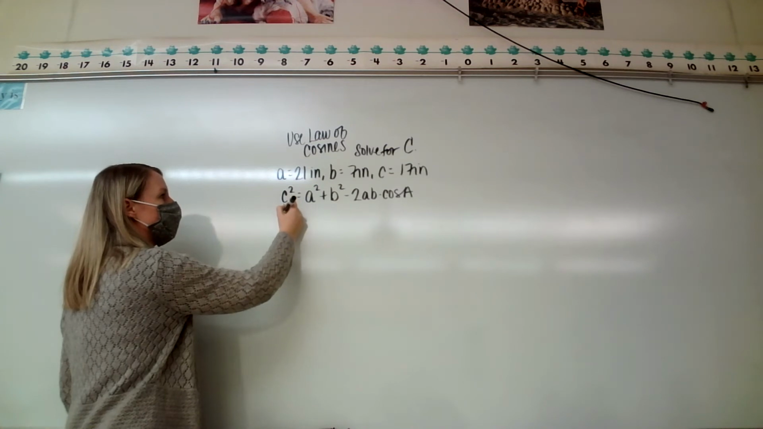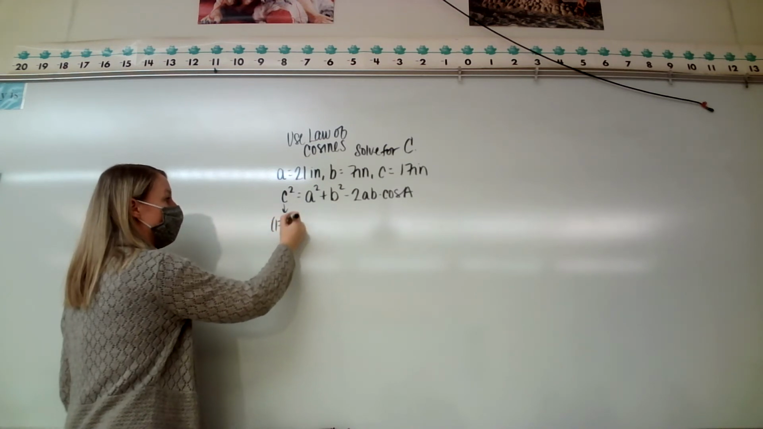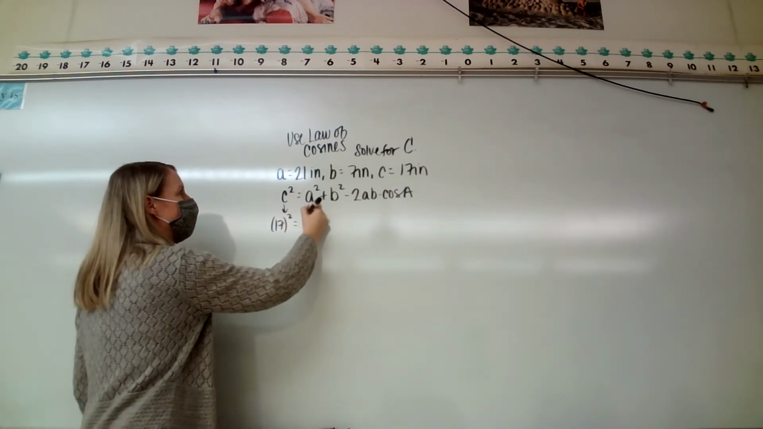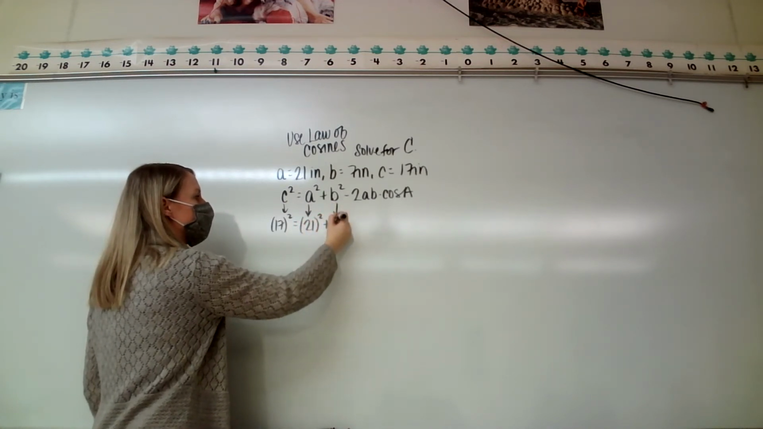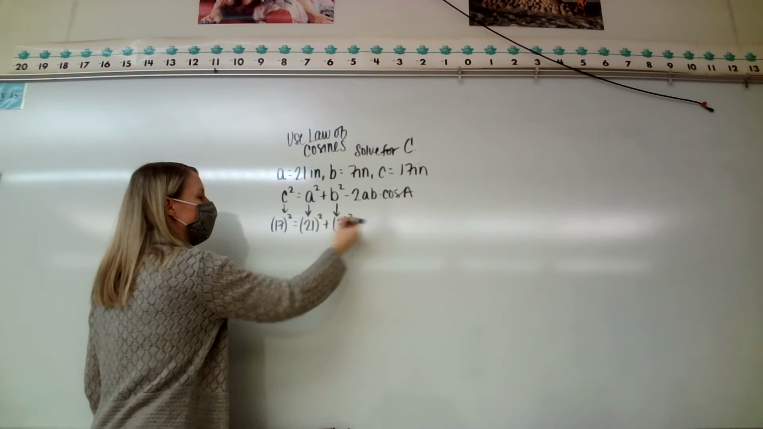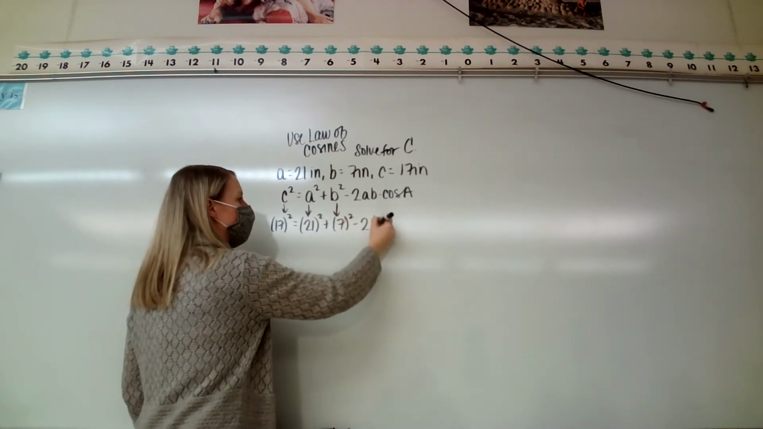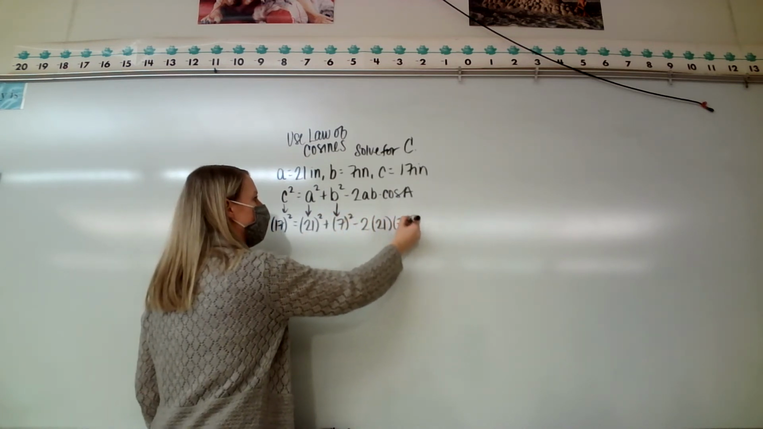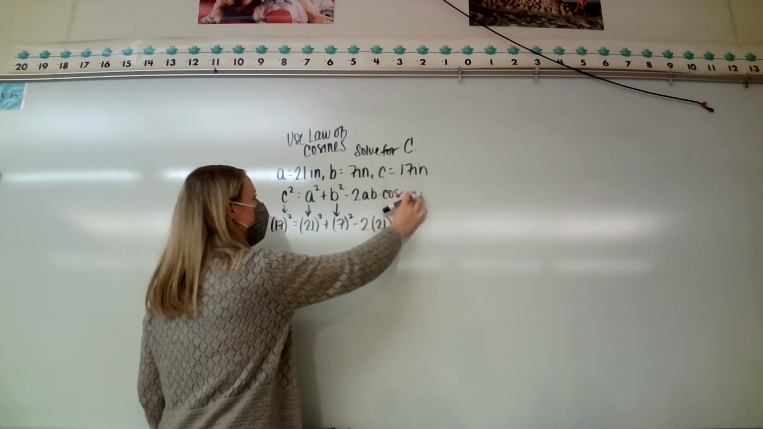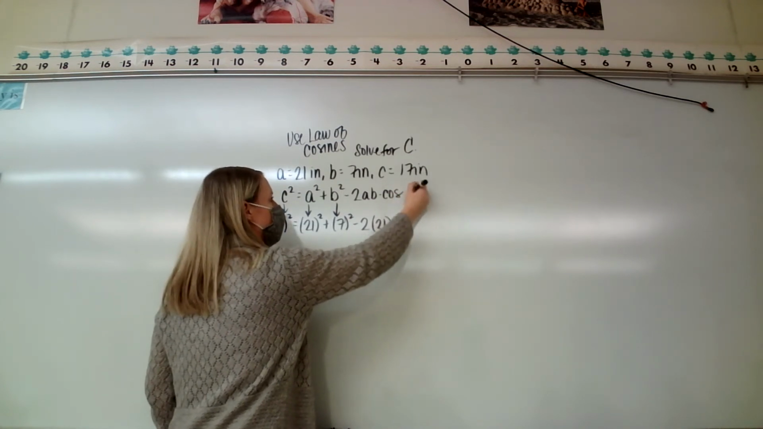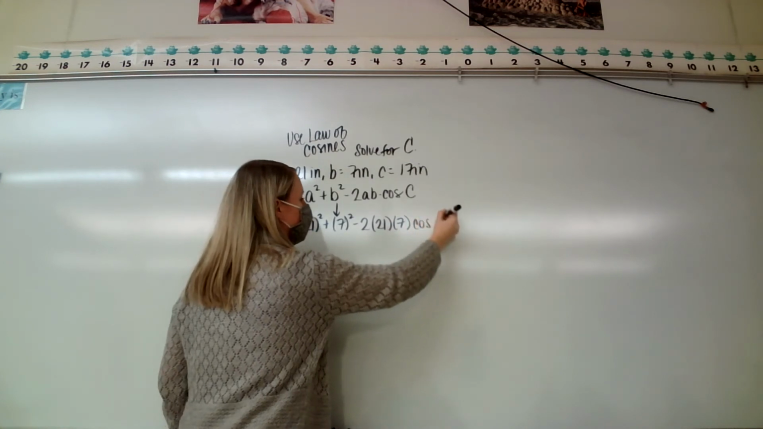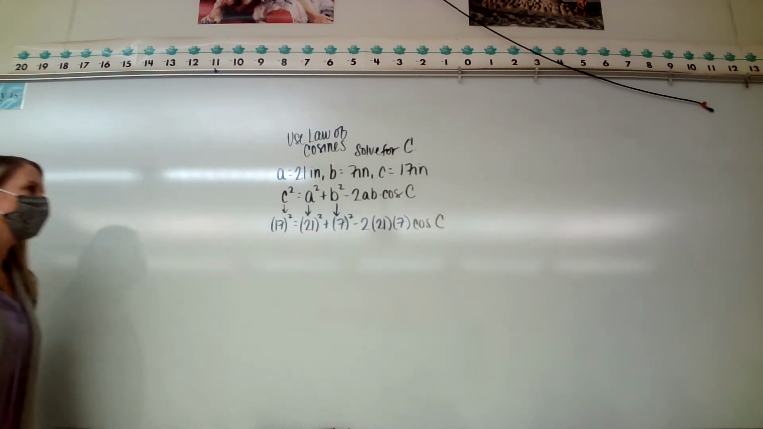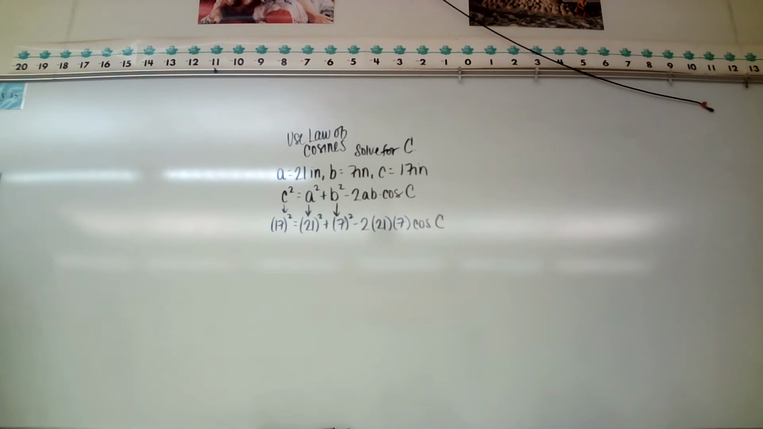So C is 17, so that would be 17 squared. A is 21, that's 21 squared. B is 7. And then we throw in A and B again here, 21, 7. Oops, and I wrote an A here, and I don't know why I did that, because that should be a C. I am sorry about that. That should be cosine C. I'm a little crazy there for a second. All right, looks pretty similar to the ones we did before.